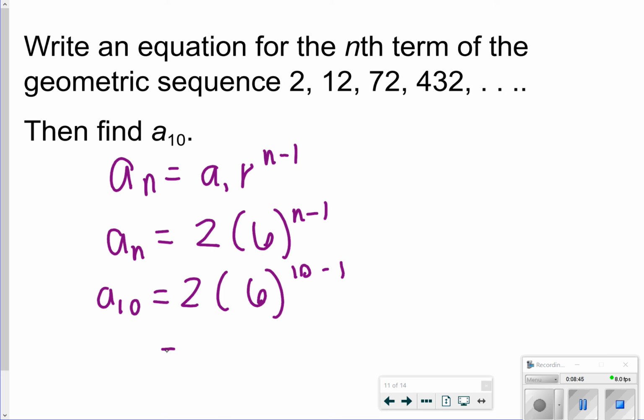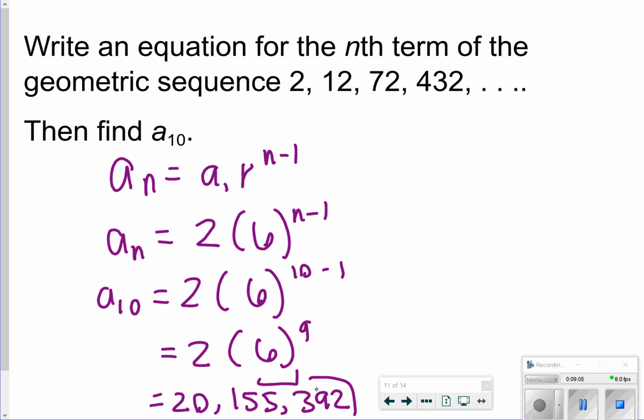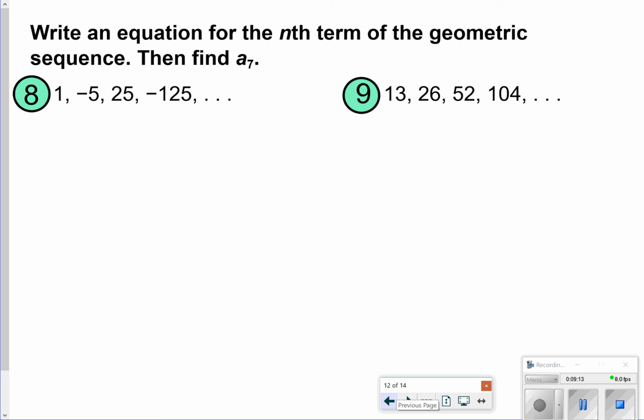Okay, which if we simplified, it would be 2 times 6 to the 9th. According though to order of operations, you want to do 6 to the 9th power first and then multiply by 2. Either way, you're going to get a really big number here. It should even out to be 20,155,392. So these do take a little bit of time when you're working them out, but they're very simple once you plug in your values. Okay? So here are the next two, the last two in your notes that you're going to try. Write an equation for the nth term of the geometric sequence, and then find A7, or the 7th term. So let's go ahead and pause here so you can try them, and then once you're done, click play to check your work.